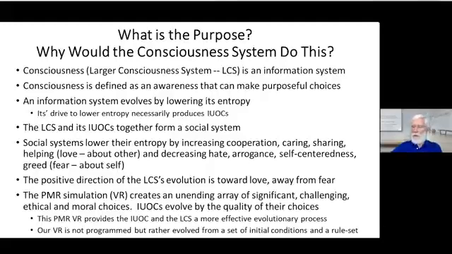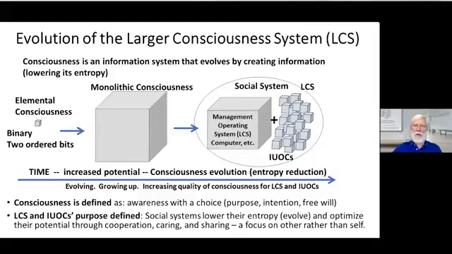All right, so that gets us to this next slide. So this is just a cartoon of what it was that I was just telling you. Okay, this is the evolution of the larger conscious system. It starts over here, all the way to the left is elemental consciousness, binary, two-ordered bits. And why that? Because that's just simple. That's the simplest thing you can interact with. The simplest interaction you can have is two things.